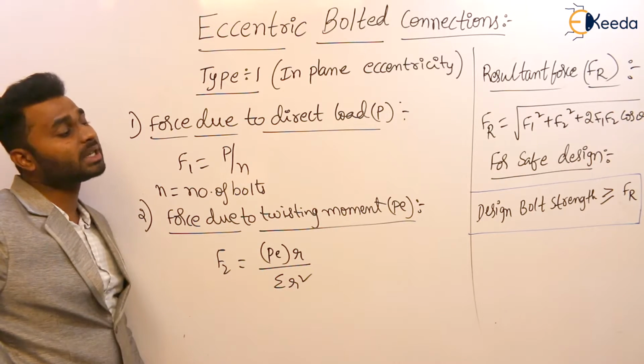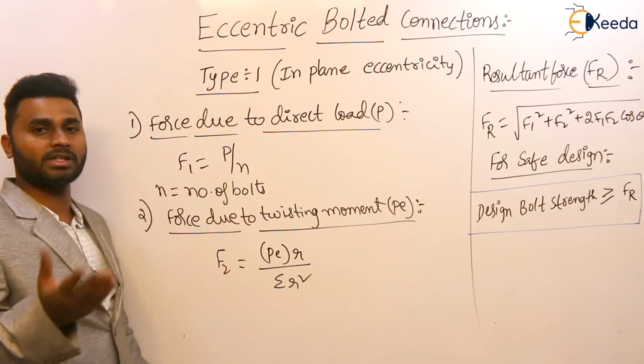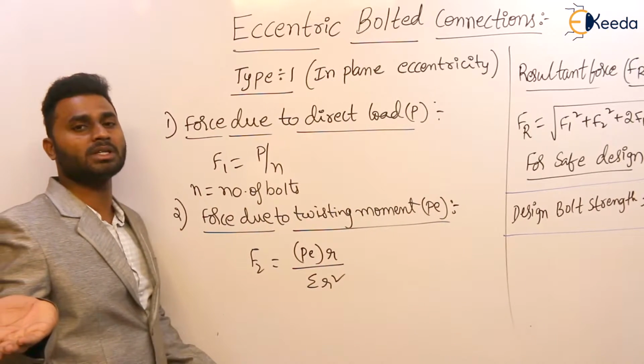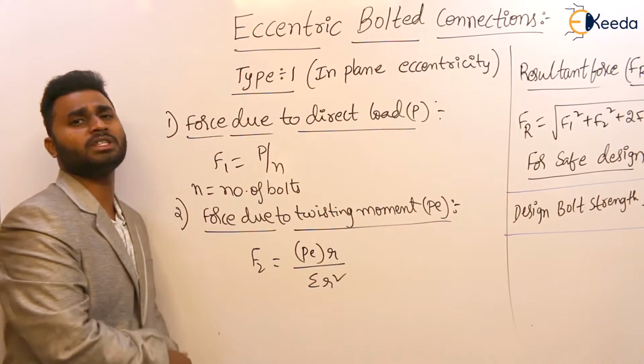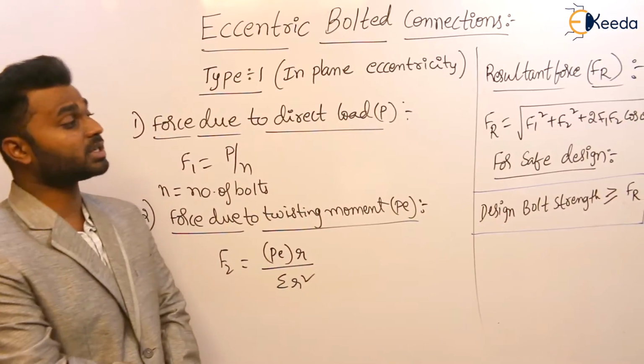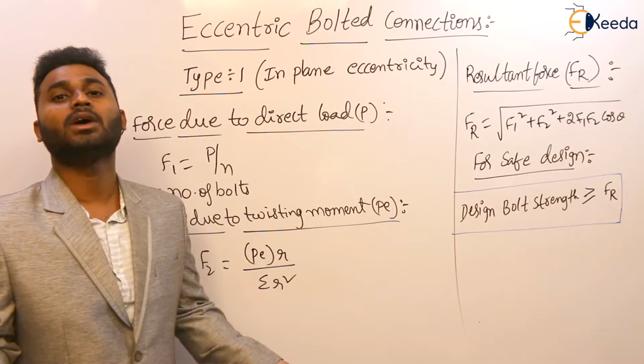Obviously, if the bolt strength of that critical bolt is greater than the maximum resultant force, then obviously the remaining bolts are safe. Agree or not? The reason is that this is the bolt which is subjected to the maximum resultant force, and its design bolt strength is greater than F1. So no need to worry then. That is the concept of the critical bolt.